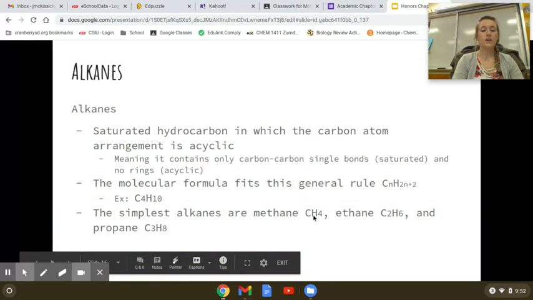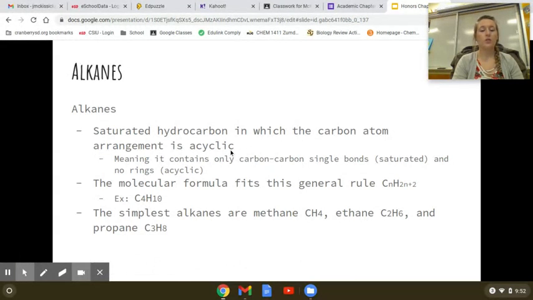Okay, so alkanes, again, are a saturated hydrocarbon in which the carbon atom arrangement is acyclic. In less specific terms, it means that it contains only carbon-carbon single bonds, which is the saturated part, and it doesn't contain any rings, which is our acyclic.